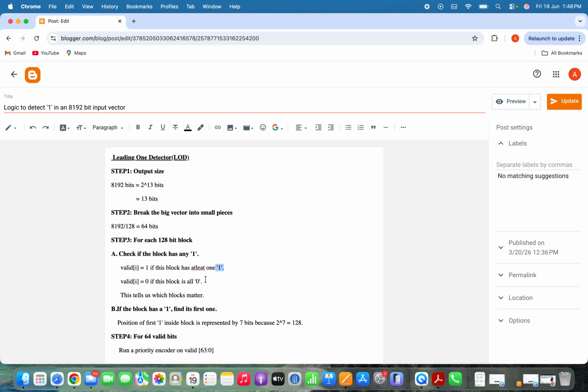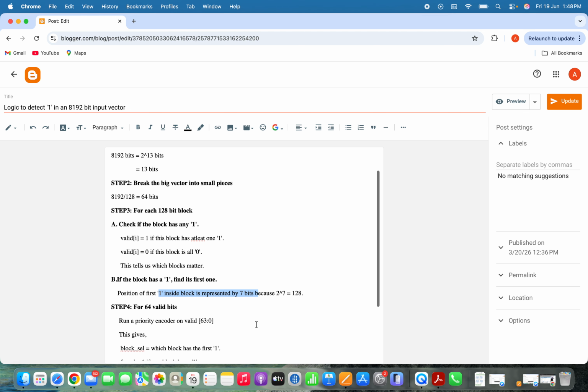Second, if a block contains a 1, we determine the position of the leading one within that block. This local position is represented by ID. Since a block contains 128 bits, we need 7 bits to represent the position. Therefore, ID is a 7-bit value.